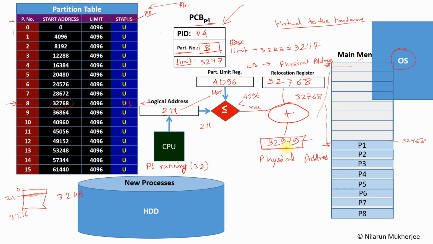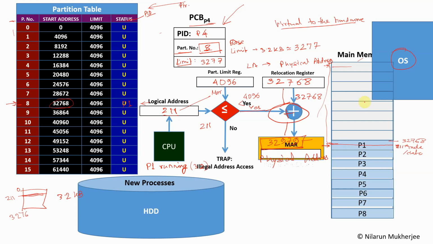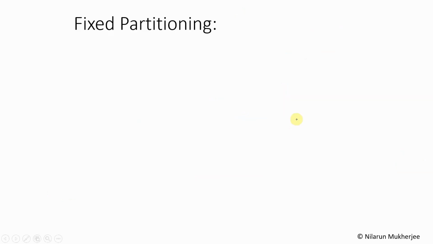So starting from 0, we get to 32979. So we access the 211 code or data from there, or we write here. So this is the scheme of fixed equal size partitioning. If that is greater than the limit, it will be an illegal address trap. Otherwise, the MAR will contain 32979, and that will be accessed.